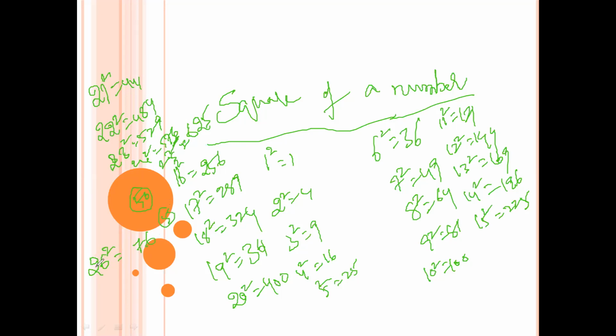Next we compare this 26 with 25. 26 minus 25 is 1. 1 plus carry 5 is 6. 676 is the square of this number.